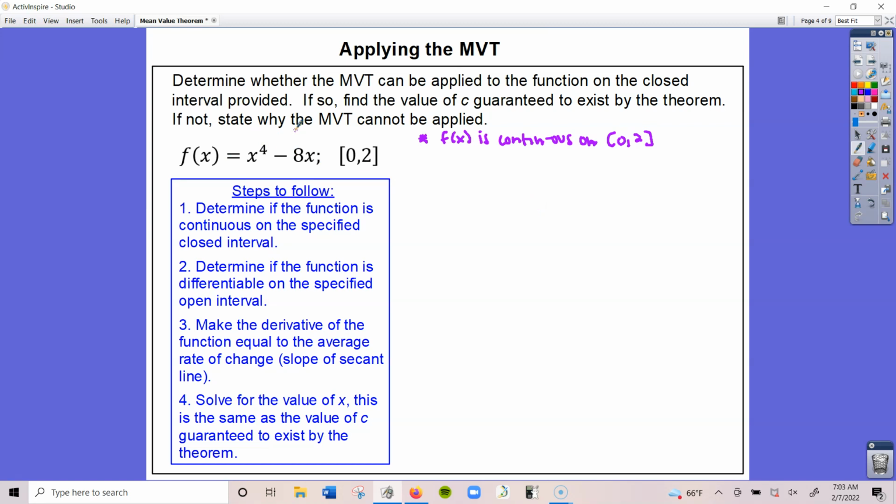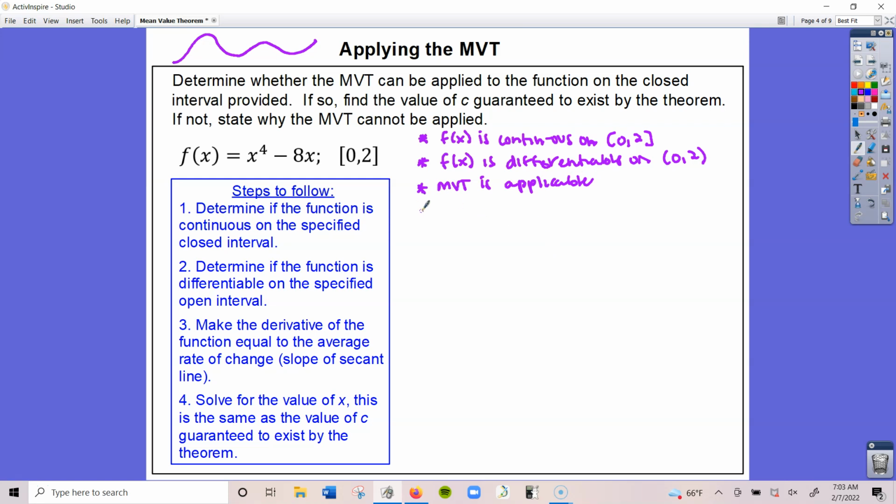Next, because this is a polynomial, polynomials are always smooth curves. If they're smooth curves, that means that we're never going to have a cusp. Therefore, we don't even need to see the graph or do anything with the equation. We would know f of x is differentiable on the open interval 0 to 2. Because it is continuous on the closed interval and differentiable on the open interval, this means that MVT is applicable.